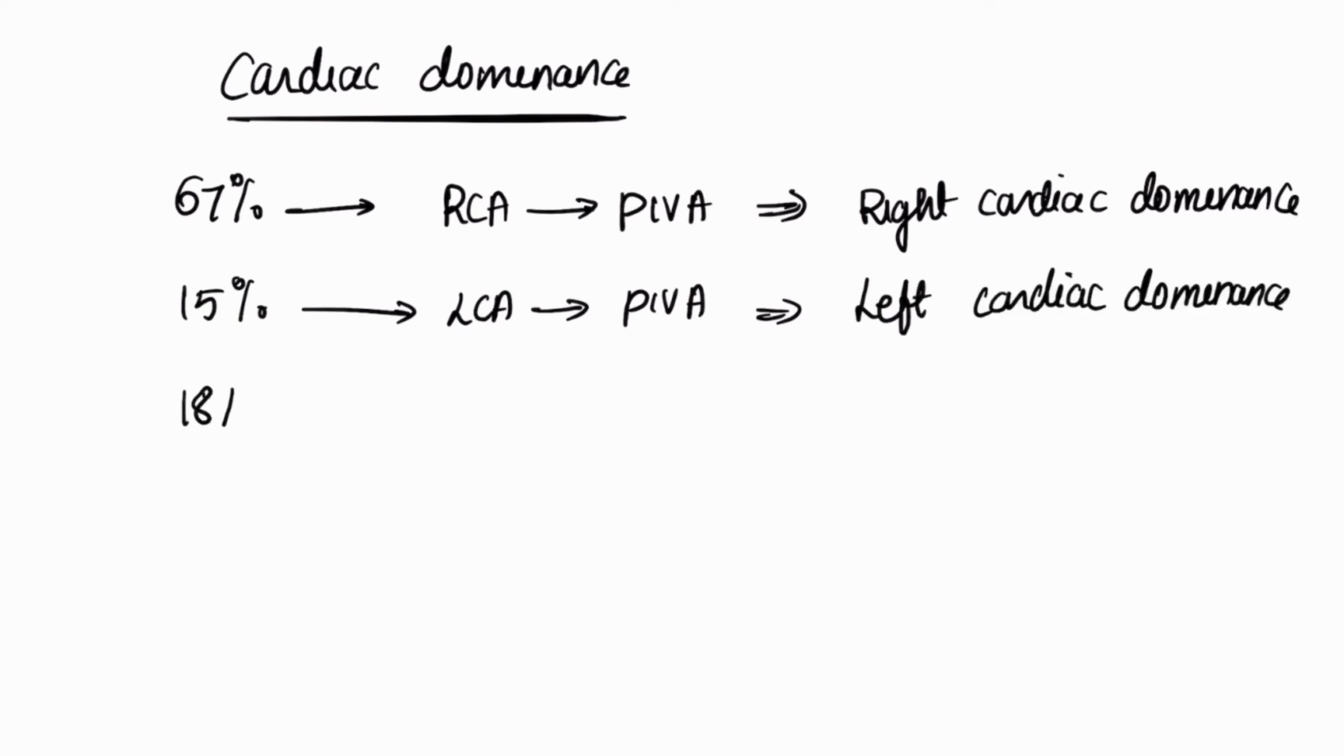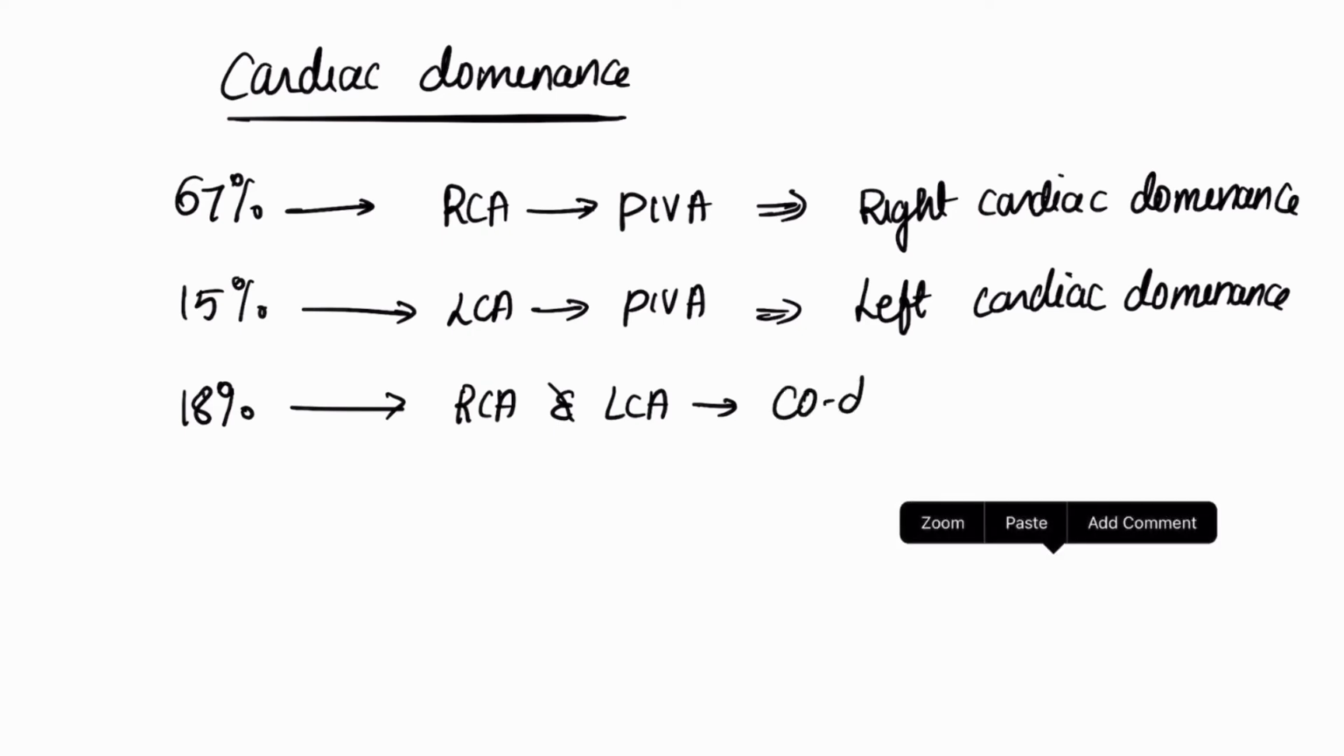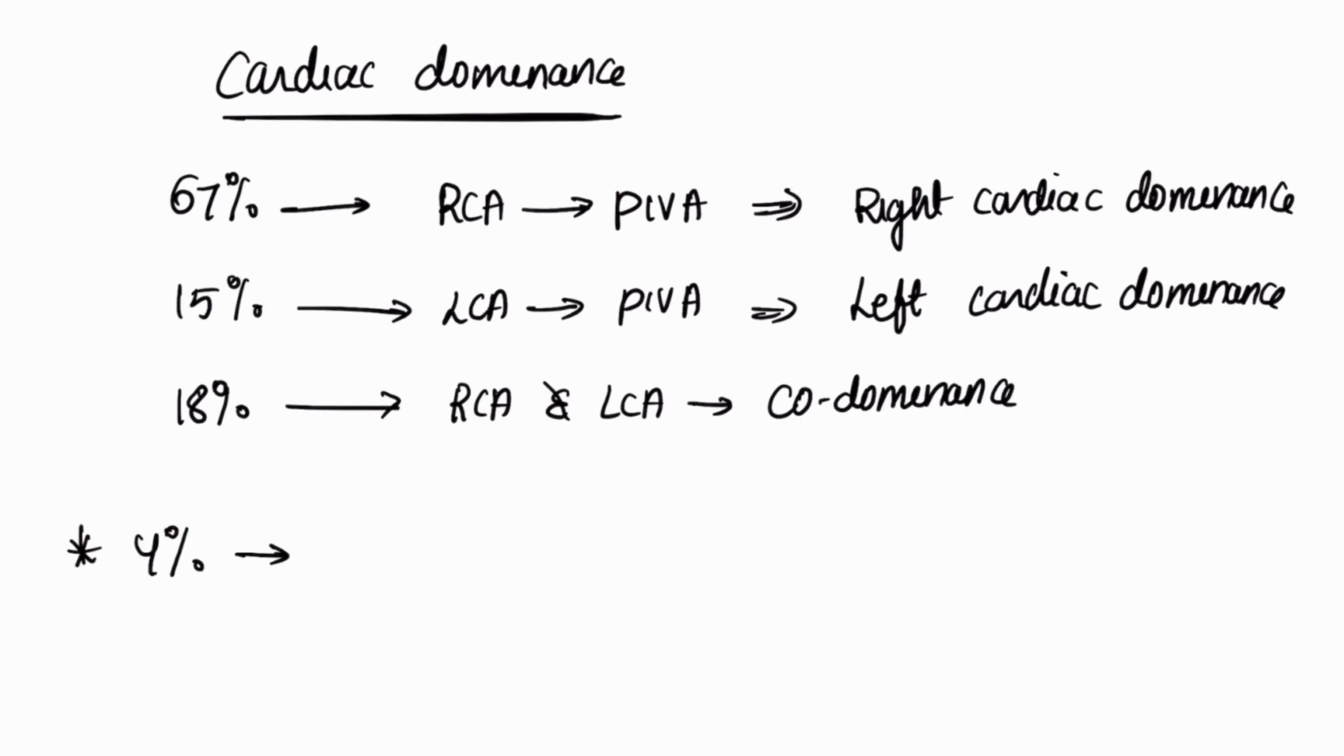And in 18% of people, both the right coronary artery and the left coronary artery give rise to the posterior interventricular artery. Then this is known as codominance. We also have some exceptional cases. That means in 4% of people, they have an accessory coronary artery.